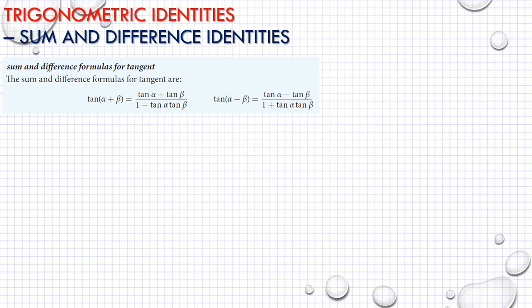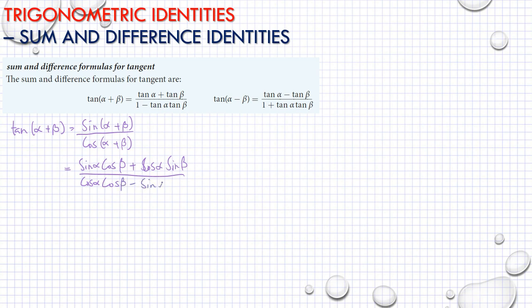Okay, tangent of alpha plus beta is equal to sine of alpha plus beta divided by cosine of alpha plus beta. And we know that sine of alpha plus beta is sine alpha cosine beta plus cosine alpha sine beta, divided by cosine alpha cosine beta minus sine alpha sine beta. But we need tangent.